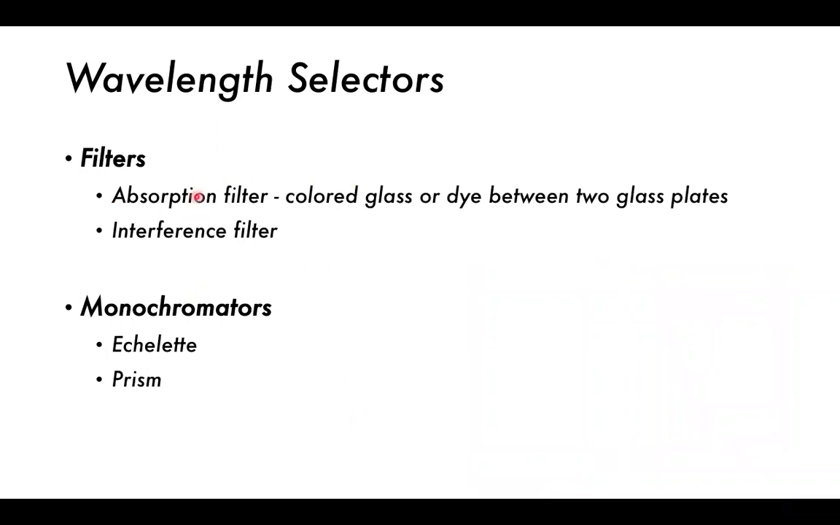So for filters, we have two types of absorption filters. This can even just be a piece of colored glass. These are quite common to see in old buildings or even in churches, where you've seen stained glass windows or something like that. That's an absorption filter, actually. We can also get a colored dye and place it between two glass plates.